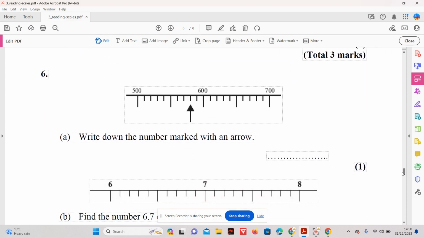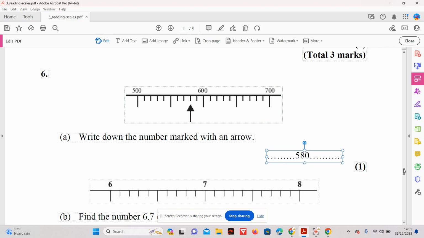Anyway, question 6. We've got a number line. Again, we've got gaps of 10, and this is quite a nice, easy one. It's quite big and zoomed in. So we've got gaps of 10 between 500, 600, and 700. So we're dealing with numbers between 500 and 600. So this is going up in tens again. So we've got 500, 510, 520, 530, 540, 550, 560, 570, 580 goes there. Voila.